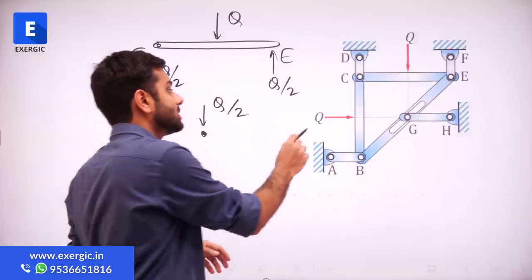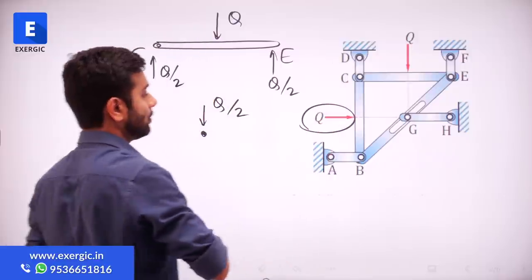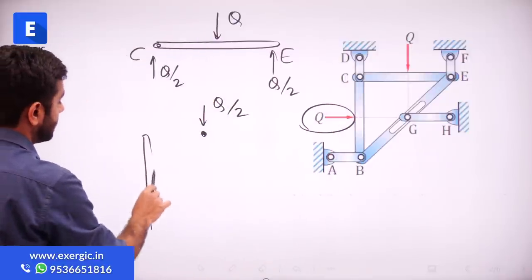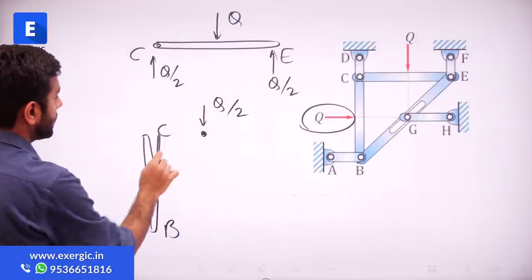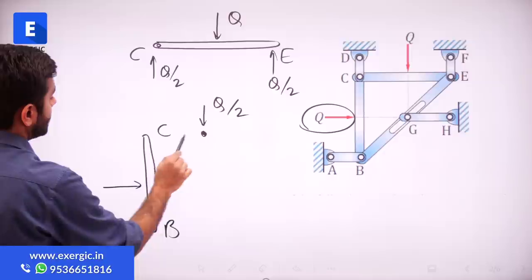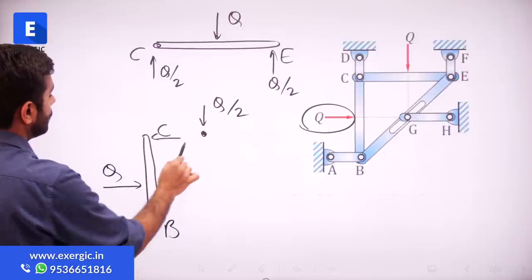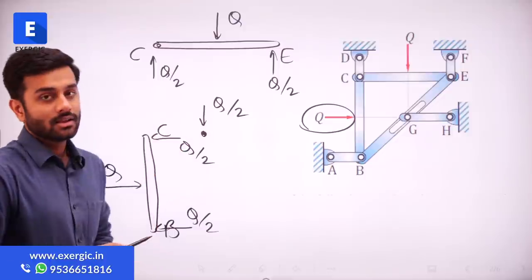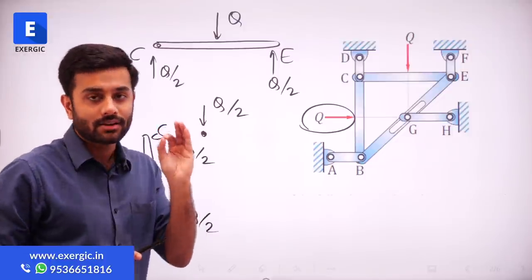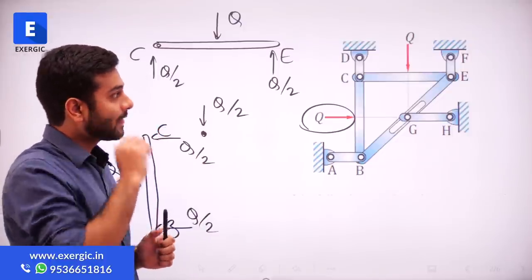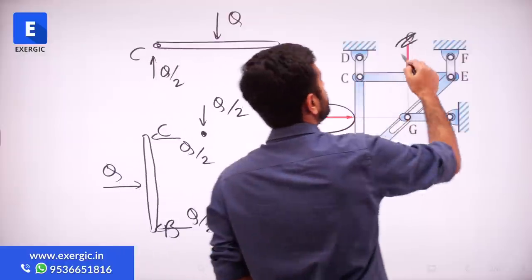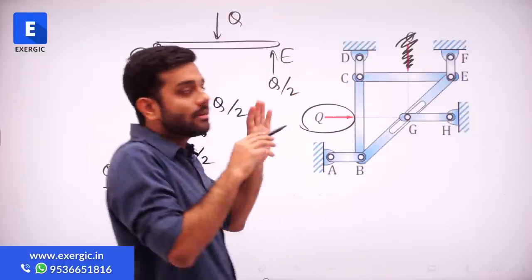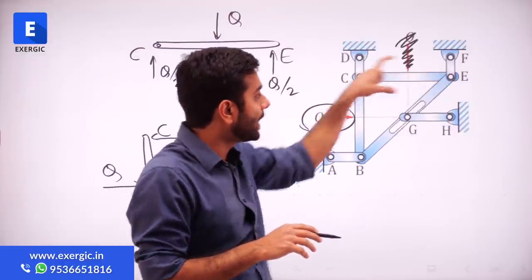Similarly, if you look at this Q here, for this Q also, if you draw this beam BC, again, BC is a beam, although it is looking vertical to you, but it is just like any other beam. So here we have Q, here we have Q by 2, here also we have Q by 2, correct? The very first thing that we need to do in this question is remove this Q and distribute it as Q by 2 at C and E.